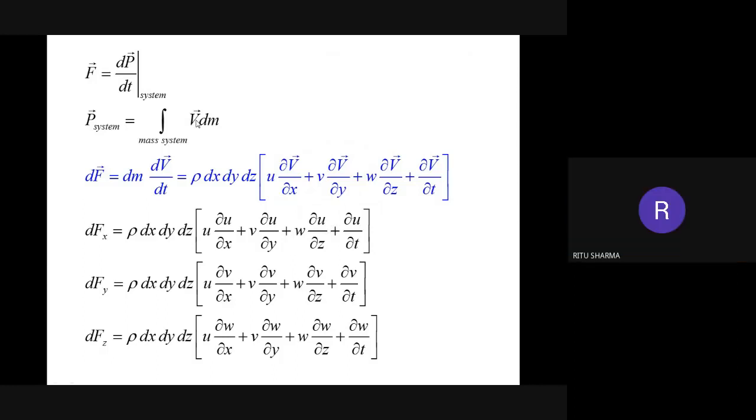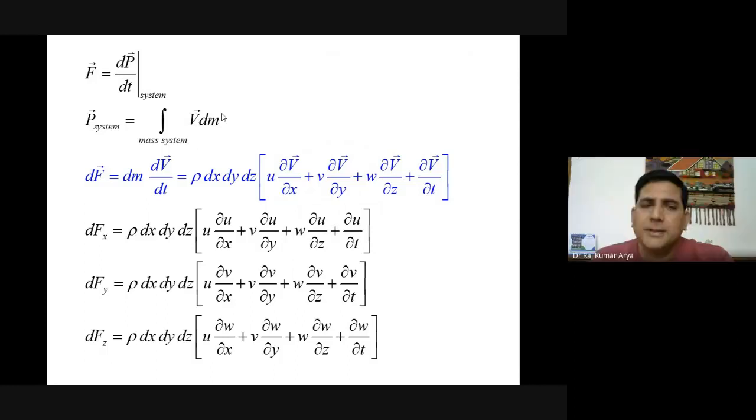Now this mass, if you are talking about the differential mass, you can write dm, or the differential force, so you can write d everywhere, let's say df here, dp here. So if you want to calculate the differential force, for force you have another formula also, mass into acceleration, correct or not?